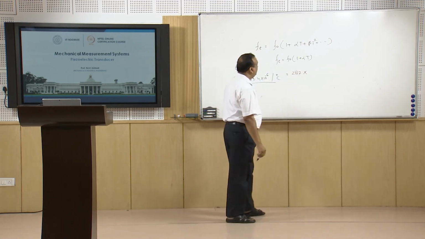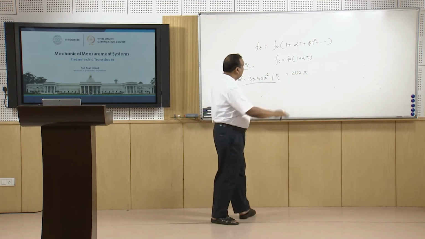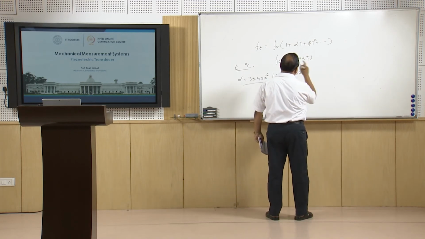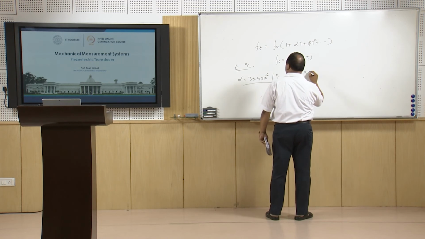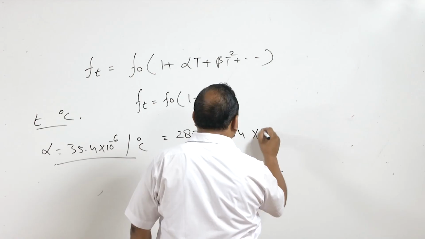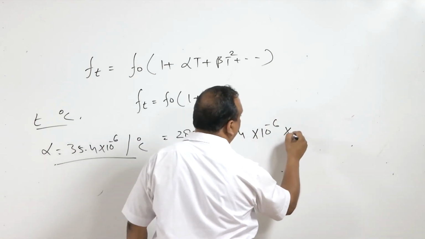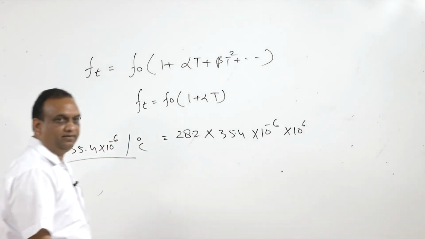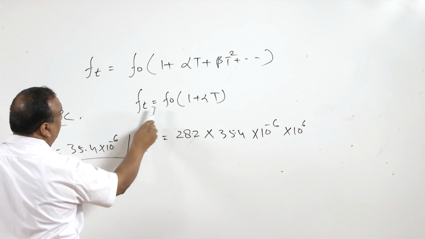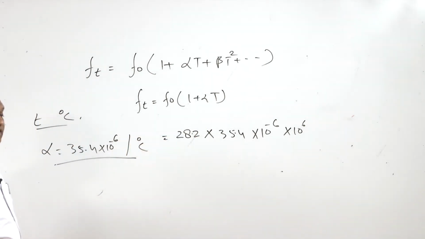Because we are saying the change in the temperature is 1 degree centigrade, the change in the frequency is going to be multiplied by 35.4 into 10 to power minus 6, and this is also 28.2 megahertz, so it is 10 to power 6. Now I am repeating, frequency at a particular temperature is FO times 1 plus alpha t, where t is in degree centigrade.